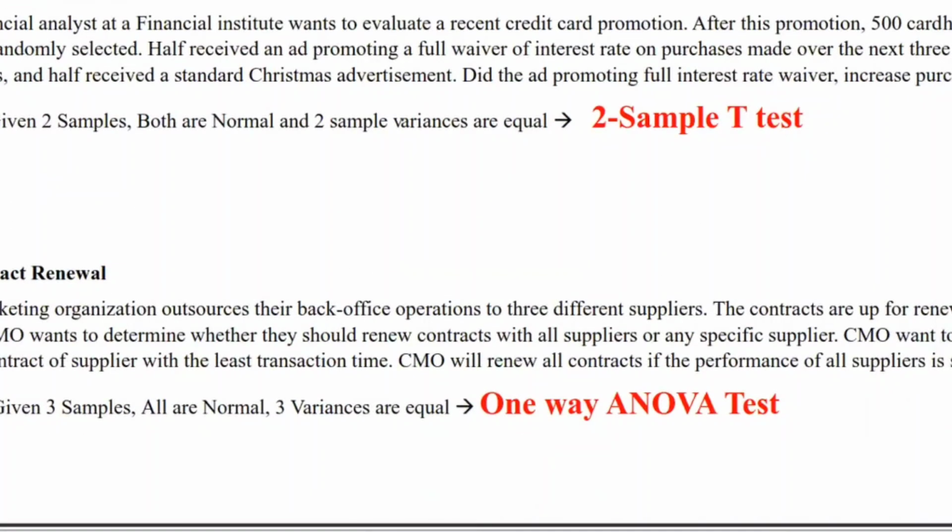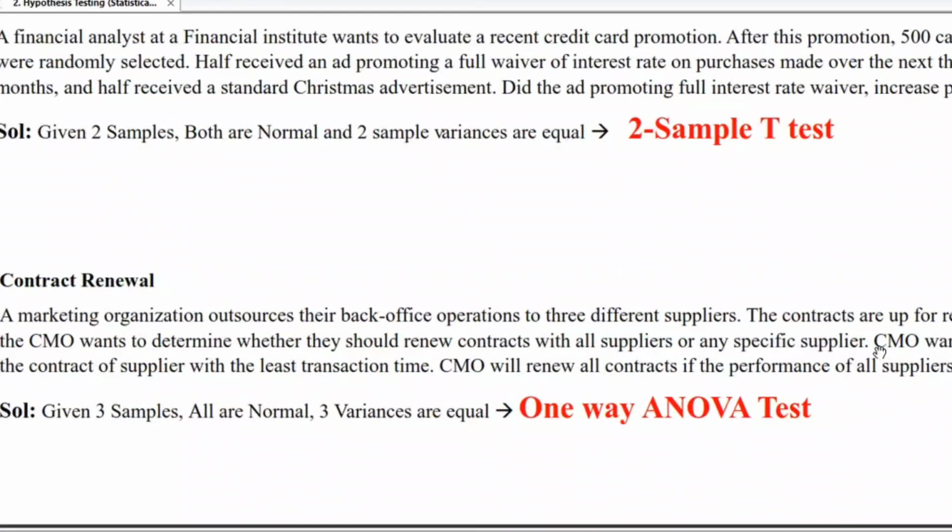First, read the case study. Please read the case study. We have a marketing organization that outsources its back office operations to three different suppliers. The contracts were up for renewal. Now they want to do the renewal, and the CMO, that is the Chief Marketing Officer, wants to determine whether to renew the contracts of all the suppliers or any specific supplier.